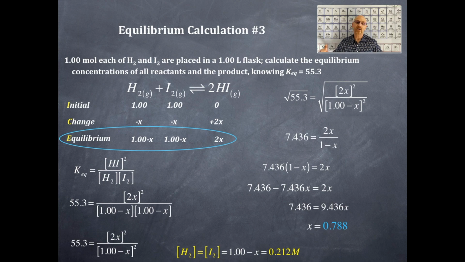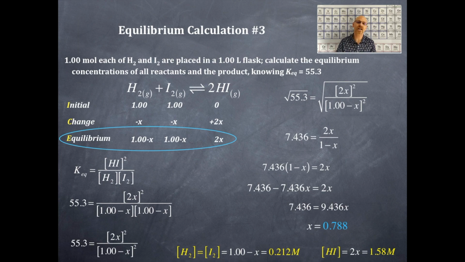Okay. All right, now I'm going to do the same thing with the hydrogen iodide, the product, except for this time it's equal to 2x. So I'm going to take that 0.788 and multiply it by 2, and I'm going to get the hydrogen iodide concentration, and that's 1.58 molar. All right, you should be able to plug in these values back into the equilibrium constant expression and obtain a value for the Keq that's very close to 55.3. Now there is some rounding here along this whole process, so it might not equal exactly 55.3, but it should be very, very close and not far away.